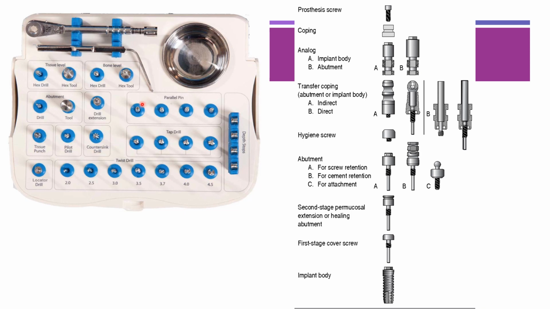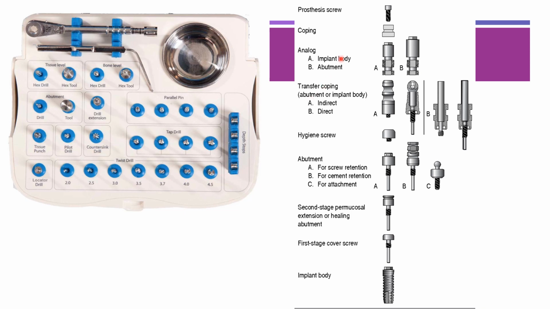We have paralleling pins also to find out the parallelism and the depth of the implants. And we have the tap drill. The tap drill is used for high density bone areas, that is D1 and D2. We also have depth gauges.